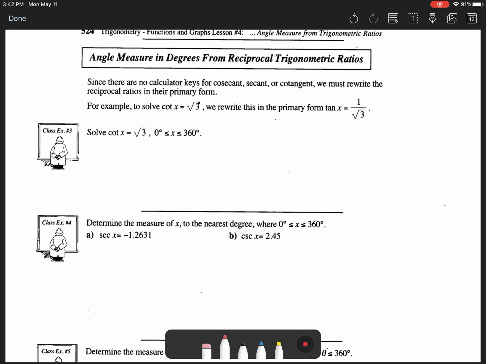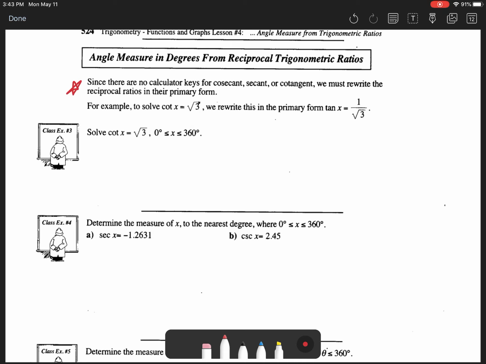Okay, next page. Angle measure in degrees from the reciprocal ratios. So again, obviously the issue we're going to run into here is that we're talking about the reciprocal ratios, which are your secant, cosecant, and cotangent. Now you remember from the first day that I introduced that to you, we do not have a secant, cosecant, or cotangent button on our calculator. When I do those calculations, I must always do them in terms of sine, cosine, and tangent. So you'll see how I deal with that in this question.